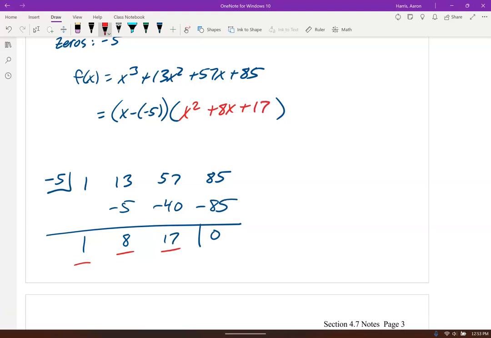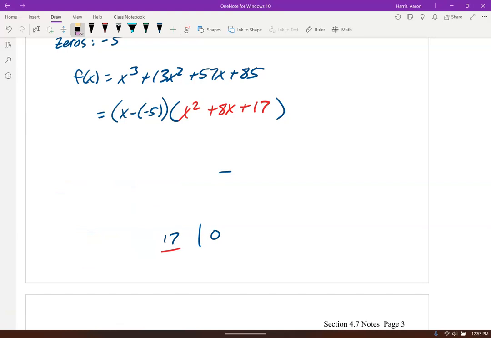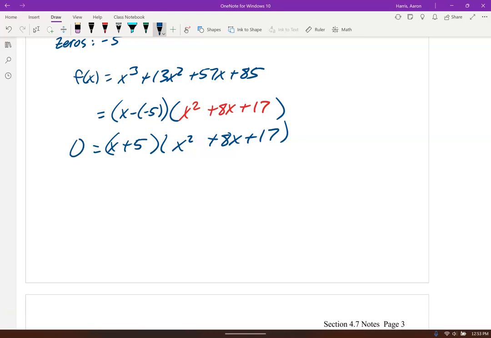Now if you notice, that does not factor straight up. Let me erase this for a minute. So we've got x plus 5, and we've got x squared plus 8x plus 17. So what are all the zeros? Well, we already know -5 is one of them. Now we got to solve this.